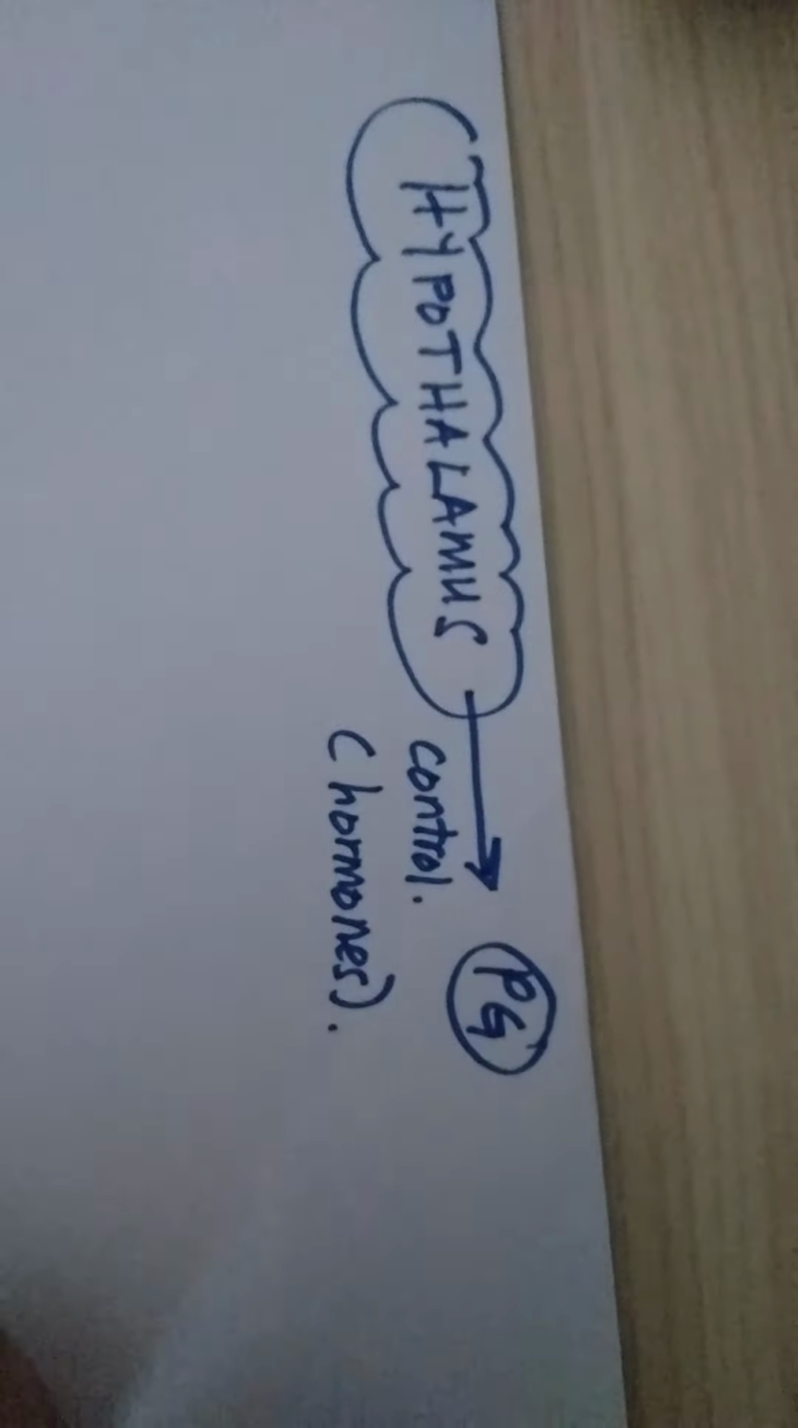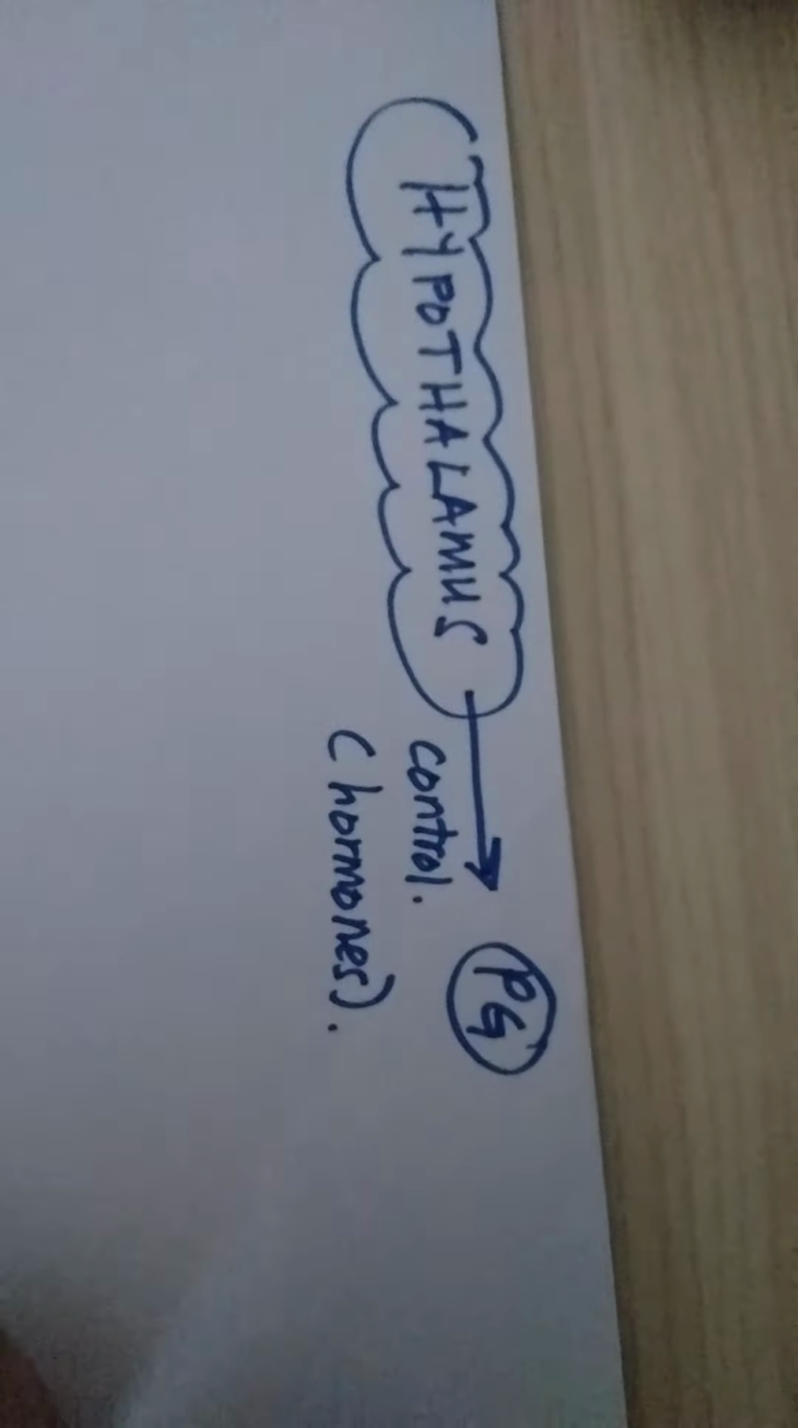Now, in your previous lesson, you have studied that the hypothalamus is the boss of the endocrine system. So now the hypothalamus has got to control your pituitary gland. And how does the hypothalamus control the pituitary gland? By using hormones. So I'm going to concentrate on the pituitary gland today.